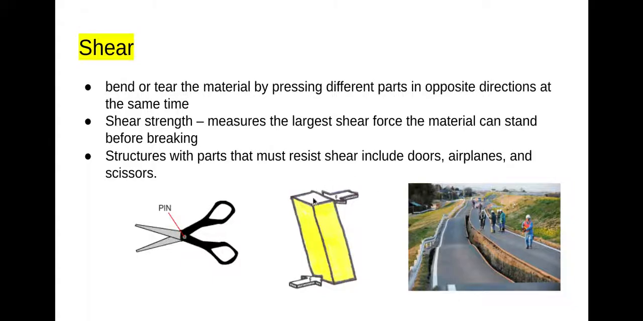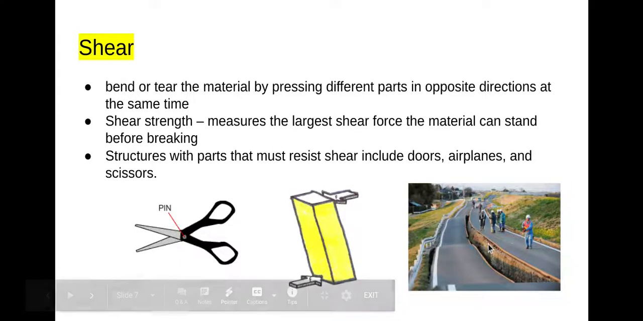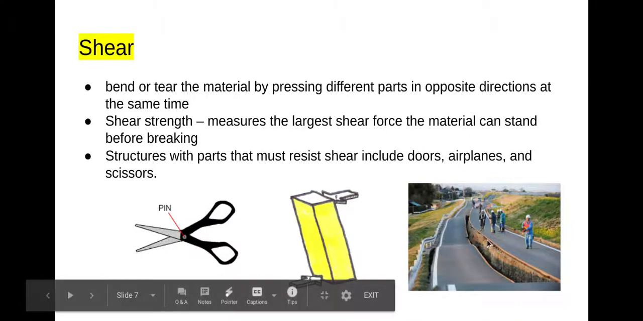You can see here that there's a force going one direction and a force going the other, and it needs to be able to stay together before it splits apart. Obviously, this road that they constructed did not have a lot of shear strength, and as it bent and as force was put on in opposite ways, the road just split in half.